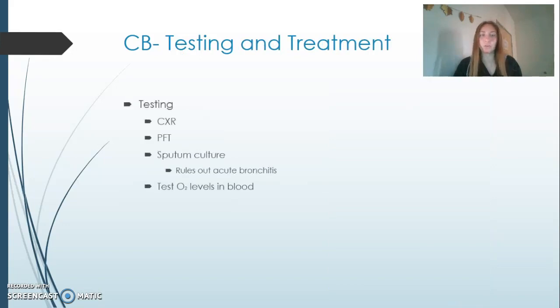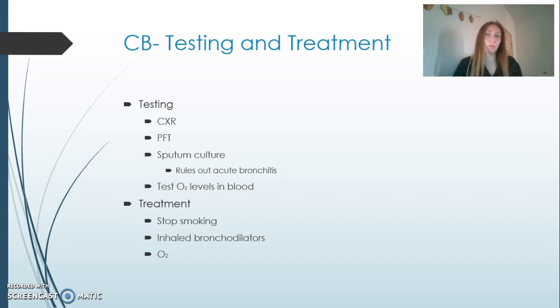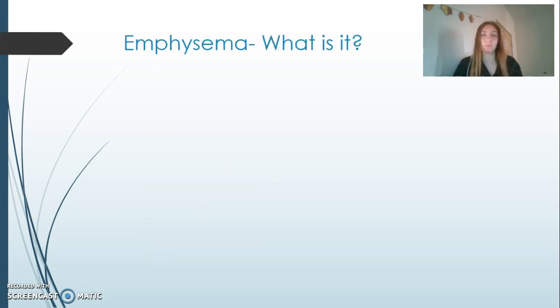Testing and treatment of chronic bronchitis include a chest x-ray, a pulmonary function test, a sputum culture, which will rule out acute bronchitis, which is caused by bacteria. If the sputum does not have bacteria in it, you know that it is finally chronic bronchitis. And they will test the O2 levels in their blood due to the hypoxemia. Treatment would definitely include to stop smoking, which is the first course of treatment. Then you can use inhaled bronchodilators and oxygen.